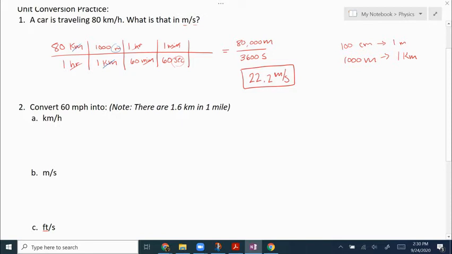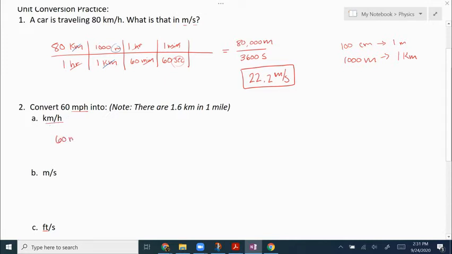Cool. Moving on to the next one. Let me just verify that with my calculator. Apologies for that. 3,600. Yep, 22.2. Okay, next one. So we want to change from miles per hour into kilometers per hour.